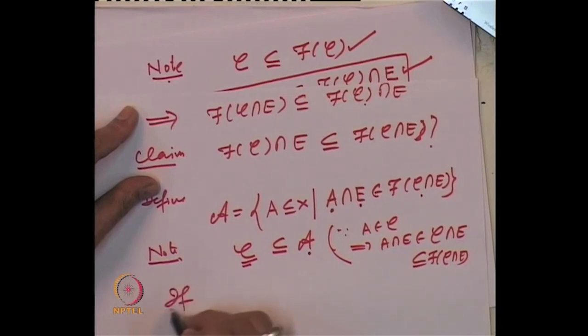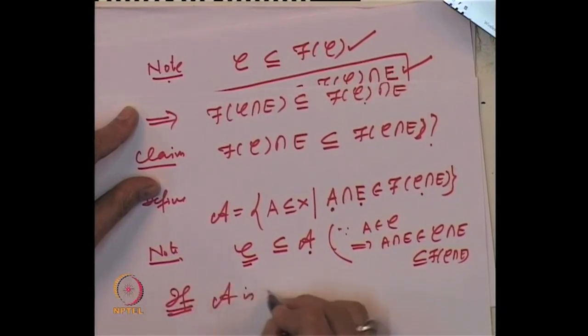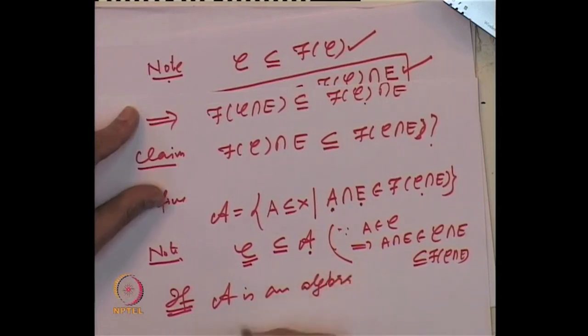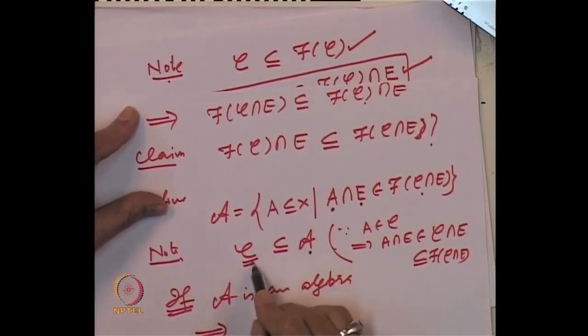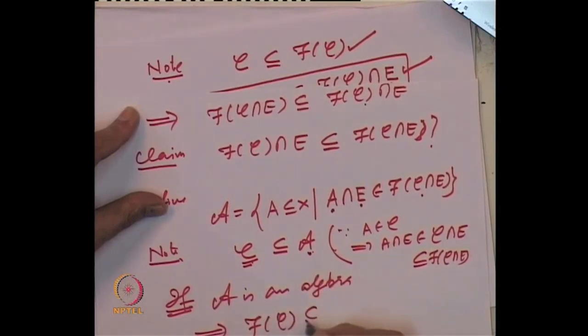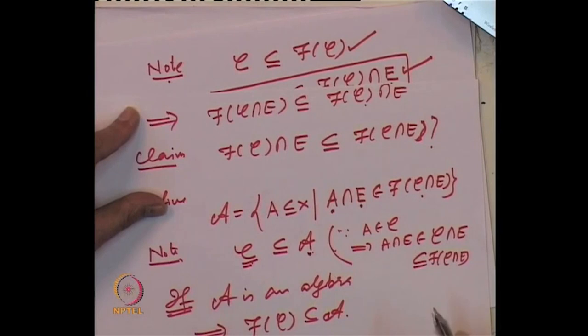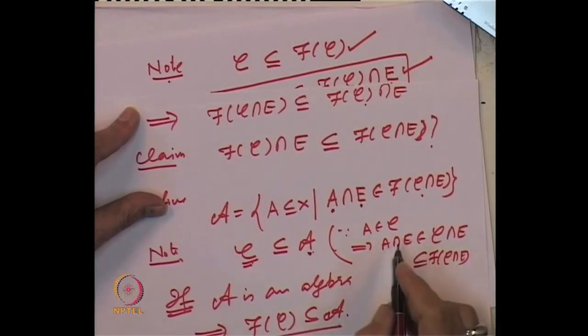So, if A is an algebra, what will this imply? C is inside A, A is an algebra, that will imply F of C is inside A. But what is the meaning of F of C is inside A?